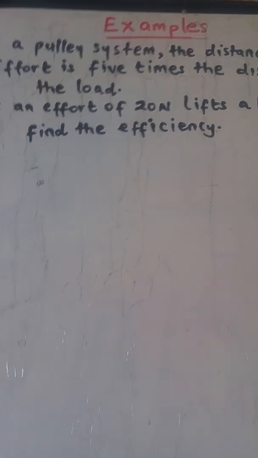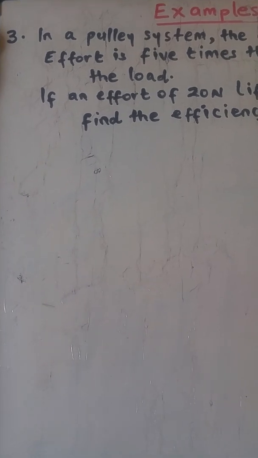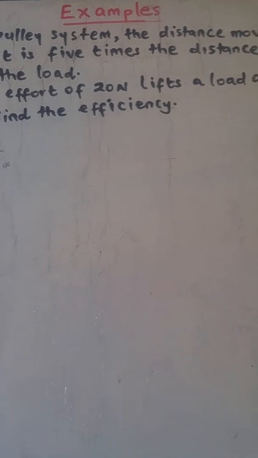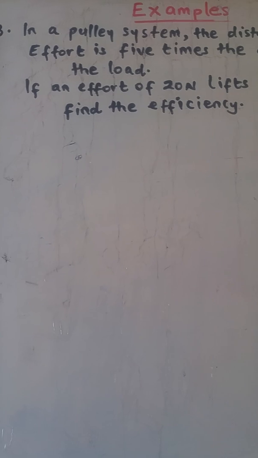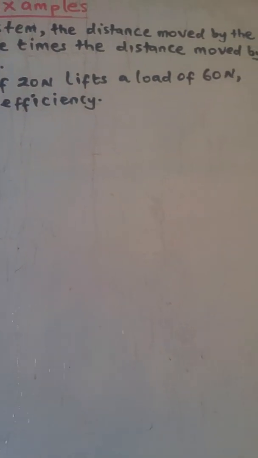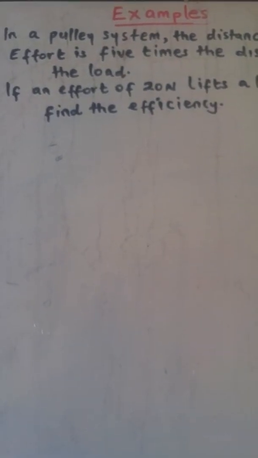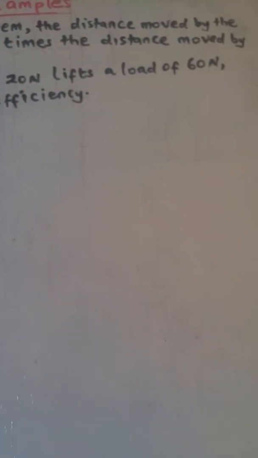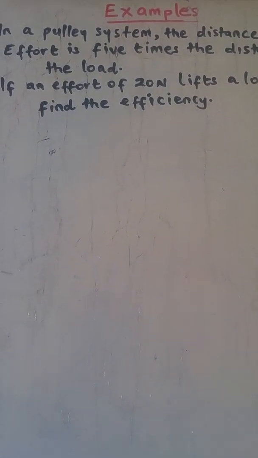At this case, we are still handling examples, questions involving machines. Question number 3, in a pulley system, the distance moved by the effort is 5 times the distance moved by the load. If an effort of 20 newtons lifts a load of 60 newtons, find the efficiency.